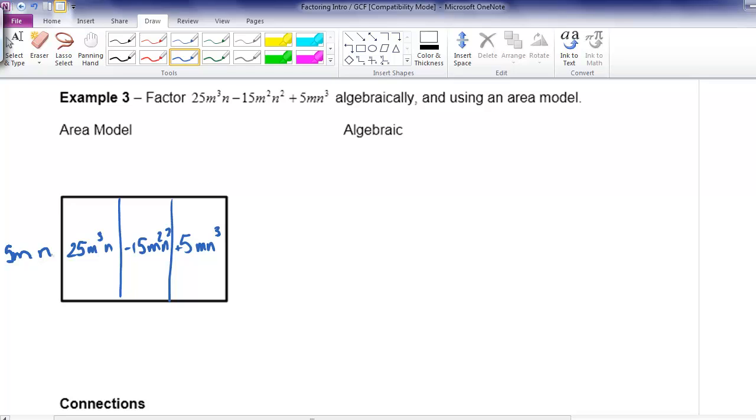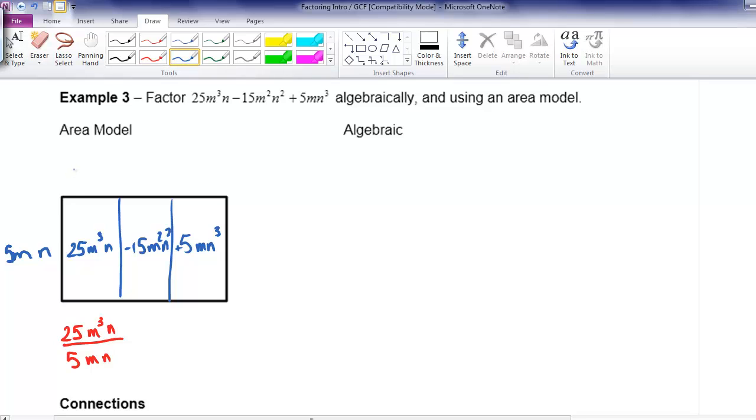Well, that's just n. And now what I do is I look at these 3 separate little things and I determine the dimension, the top dimension of each 3. And again, you can think multiplication or division, but the top dimension of this is going to be what is 25m cubed n divided by 5mn.